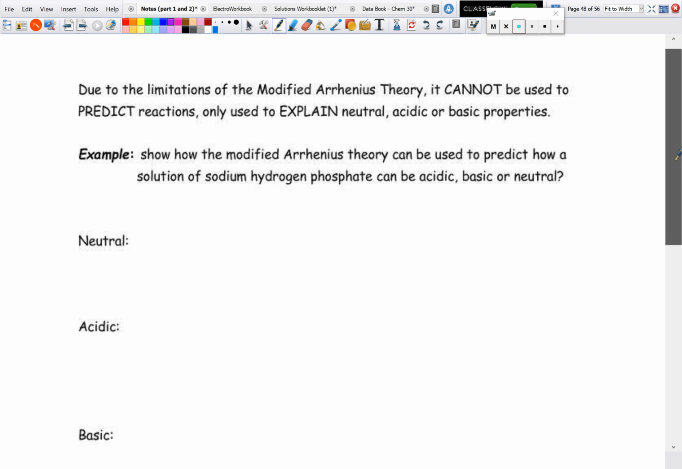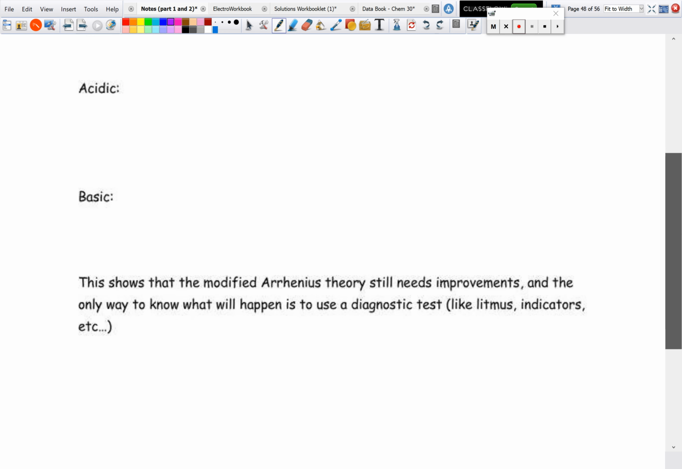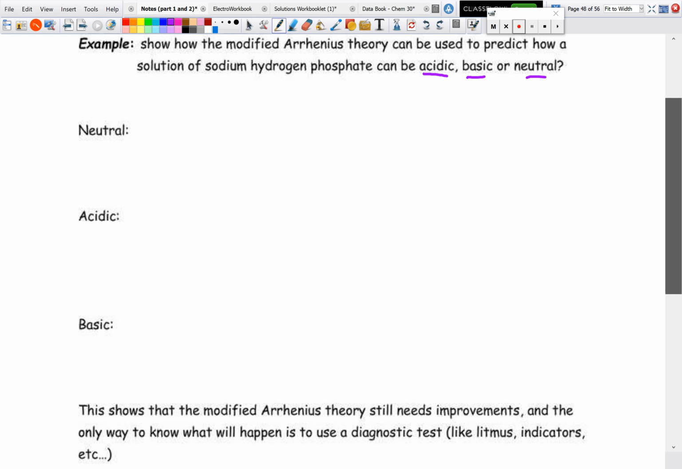Now, last thing, just for this one here, there are limitations with the modified Arrhenius theory as well because it cannot predict reactions, it can only explain them. So this is one of the big things, just so you know, that it can't predict, it can only explain. So you need to know the results in order to use it. So for example, the sodium hydrogen phosphate, just by looking at that formula, it can either be acidic, basic, or neutral. The only way to tell is to actually test it, but just to kind of show you how it can act either neutral, acidic, or basic.